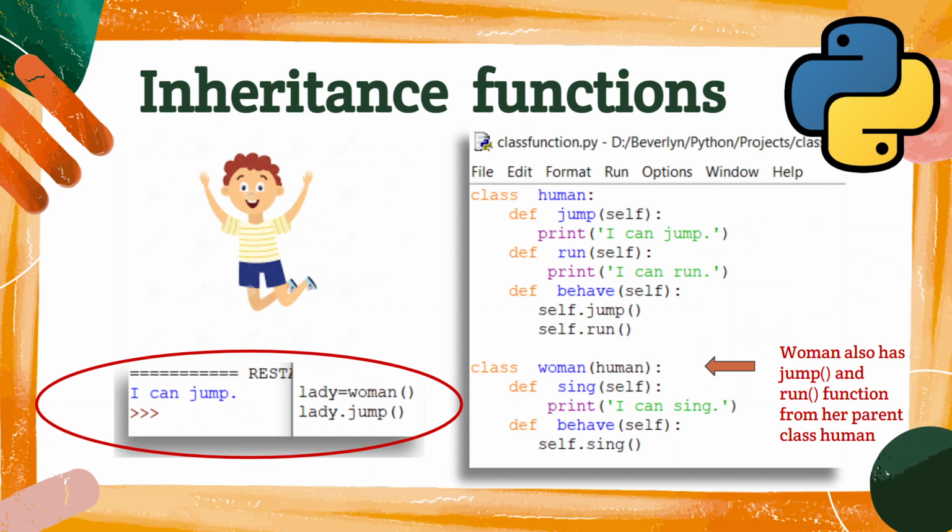Let's take a look at my red circled part. In the right panel, I assign woman class to a new object lady, and then lady called jump function in the next line. Don't be surprised that lady has jump function. Actually, woman also does have access to jump and run function from its parent class human. So it will print out I can jump in blue without any errors, as you can see in the left panel.